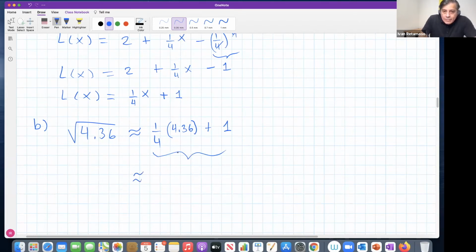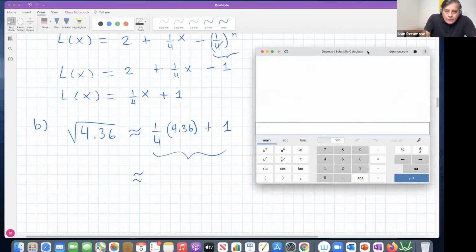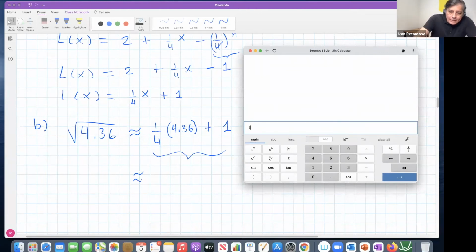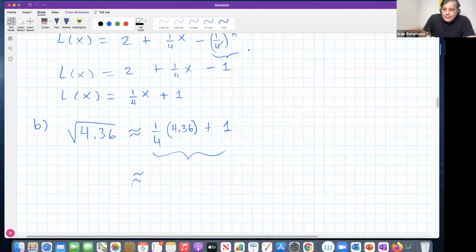So in your calculator, you compute this, okay? A quarter of 4.36, in parentheses, 4.36, and then plus 1. 1/4 of 4.36 plus 1 is 2.09. This is it, 2.09. Okay, 2.09.